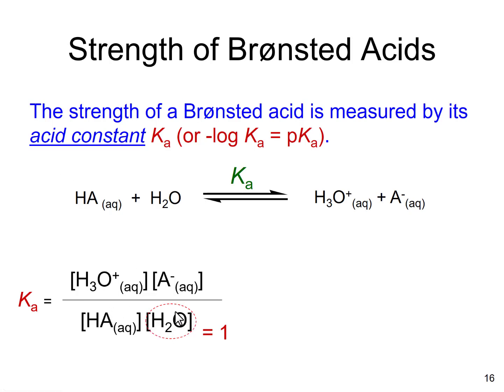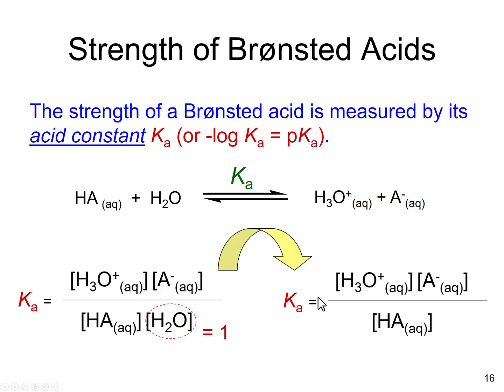Of course, when we work in water, then we have a lot of water around. And so we can actually incorporate the concentration of water into the Ka by simply equalizing it to 1. So that would give us the simplified version of Ka, which is essentially the product of the hydronium concentration and the conjugate base concentration divided by the concentration of the initial acid. So you have, for a strong acid, a very large Ka, because the concentration of the hydronium and the conjugate base will be very large, whereas the concentration of the acid is very small because it reacts to form the right side. So again, for a very strong acid, we have a very large Ka value.